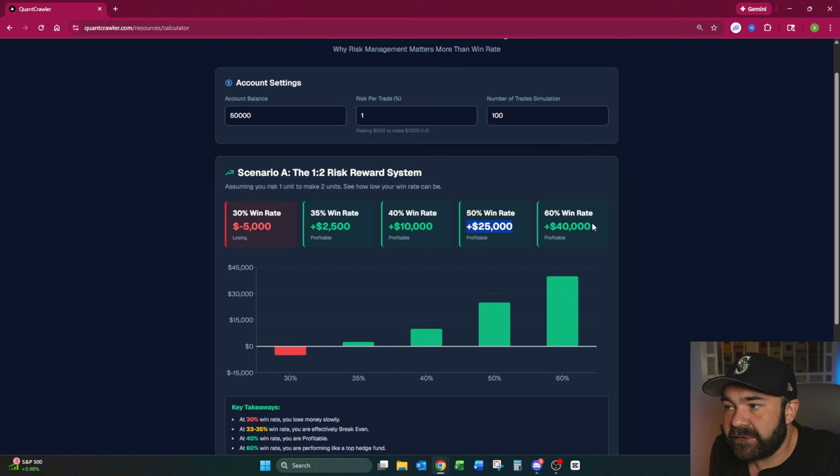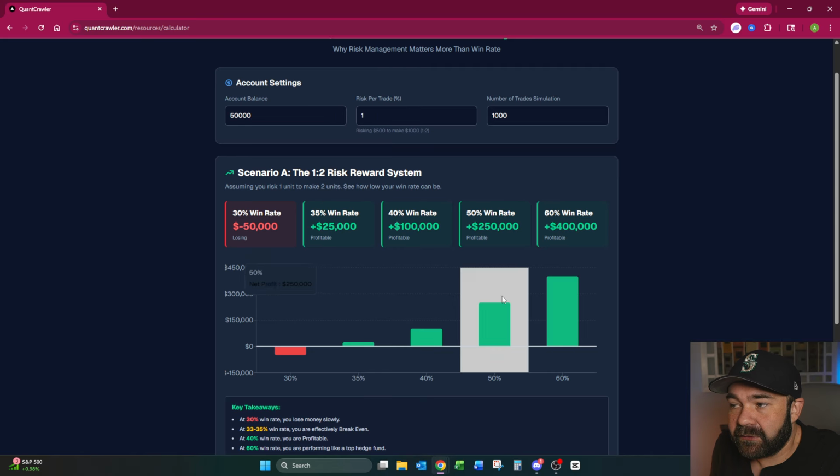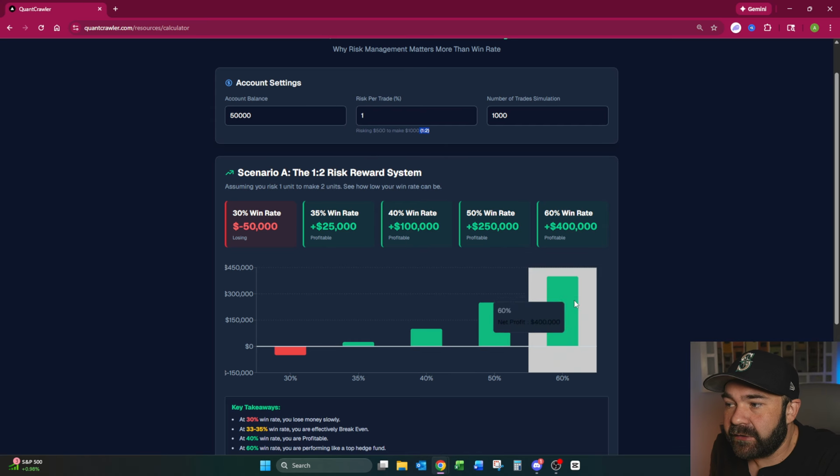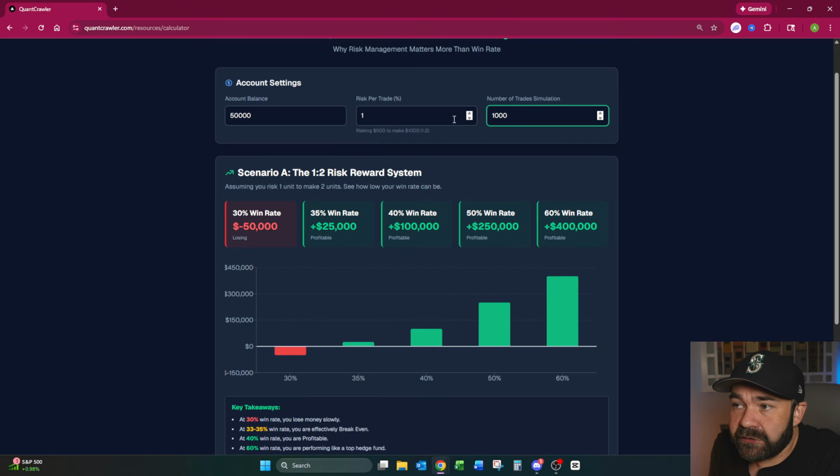40%, 50%, and so on. You can adjust this to say 1,000 trades. After you do 1,000 trades with a 60% win rate and a 1 to 2 risk to reward and a $50,000 account, you're going to be at plus 400,000 if you truly have a 60% win rate and you always get a 1 to 2. It's just a quick number simulator. You can hover over all these and you can adjust this to whatever you want.